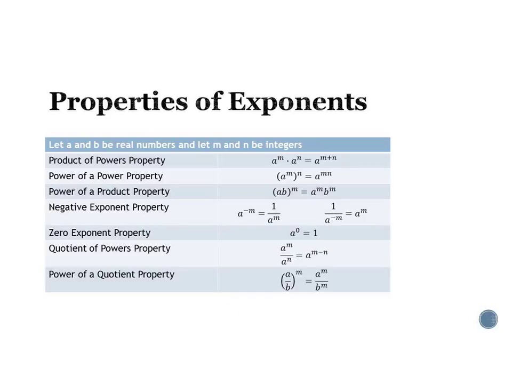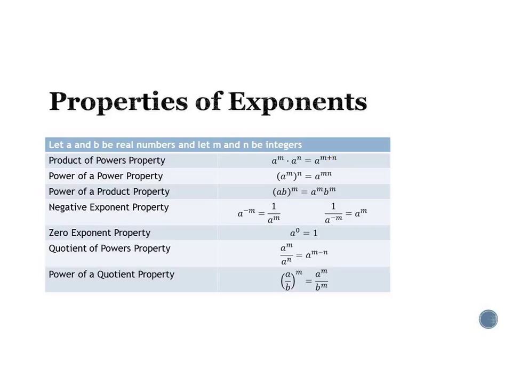So here's your list of properties. And this is going to be very important. I would definitely write these down. So take time, pause the video, get these written down. I'll just briefly mention them. The first one is the product property. When you're multiplying with the same base, you add your exponents.